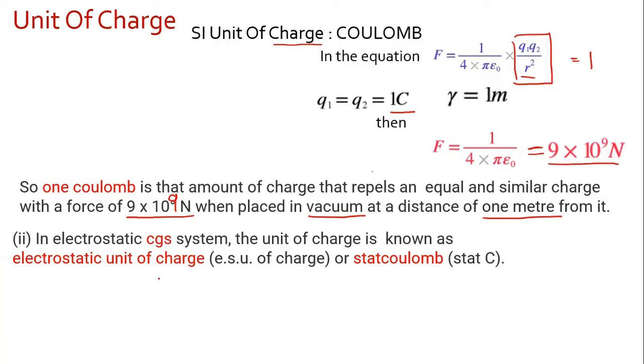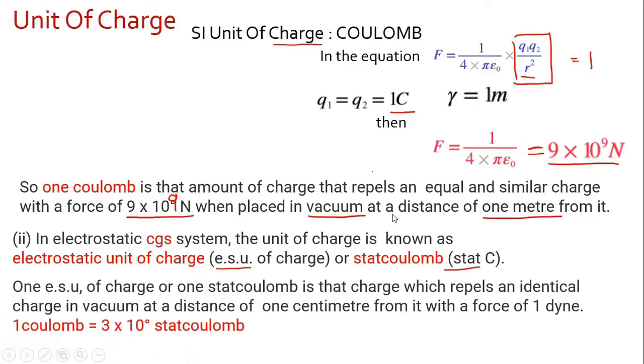Now in CGS, the unit of charge is ESU, that is called the electrostatic unit, or it is called the stat Coulomb. Now based on this, we can again define 1 ESU of a charge. It is that charge which repels an identical charge in vacuum at a distance of 1 centimeter from it with a force of 1 dyne. So in this definition, these two are the keywords. There you have to just change the unit of the parameters. The two charges must be held at a distance of 1 centimeter, and the force between them will become 1 dyne.